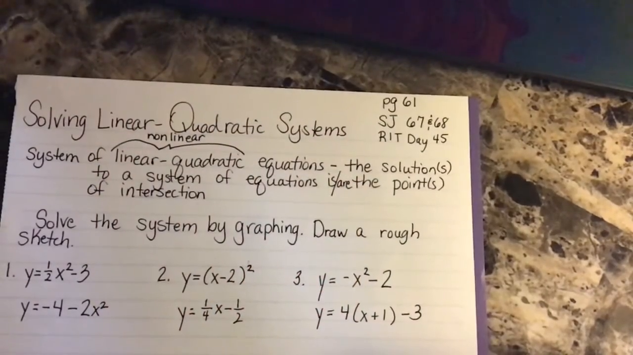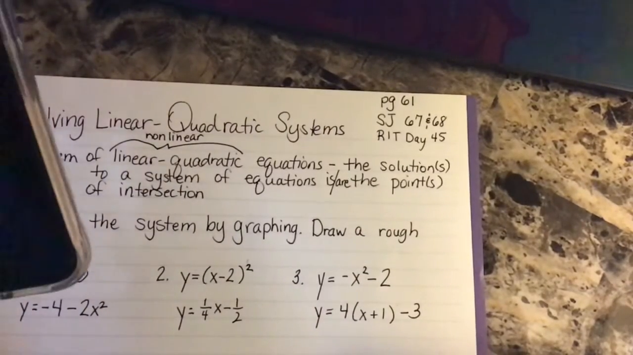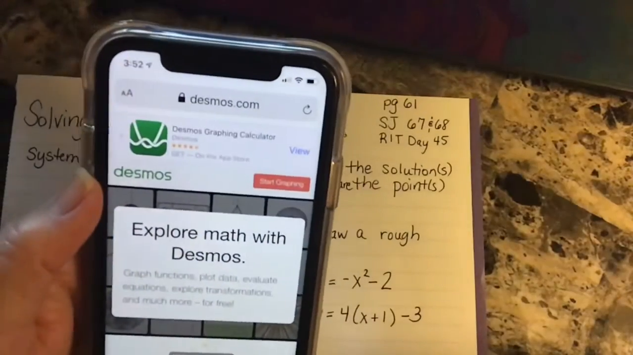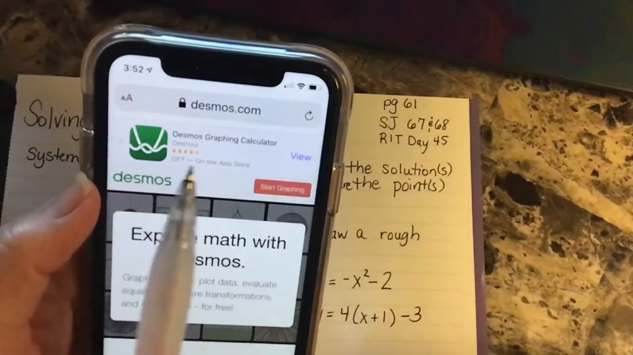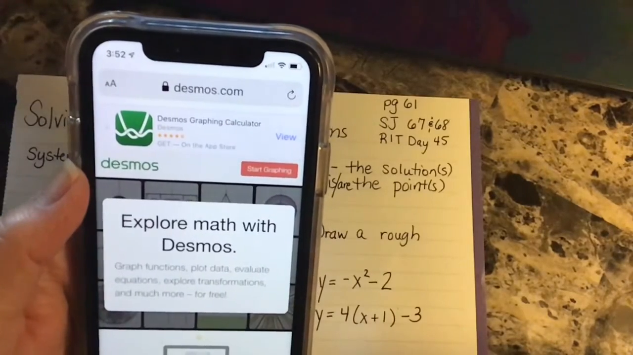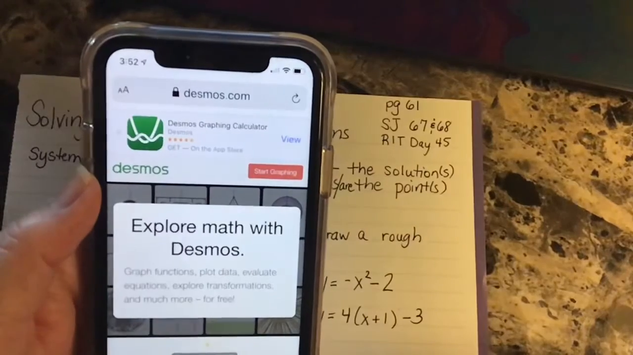Today we're going to solve linear quadratic systems, sometimes referred to as nonlinear systems. We're going to use Desmos.com to solve these. Here it is. There's also a free app if you want to download the app. It is free. If you do not have access to the internet, that's okay. Just let me know when you attempt the assignments.